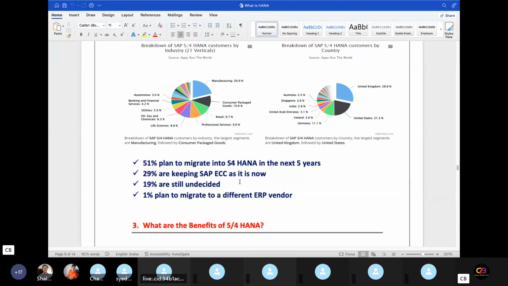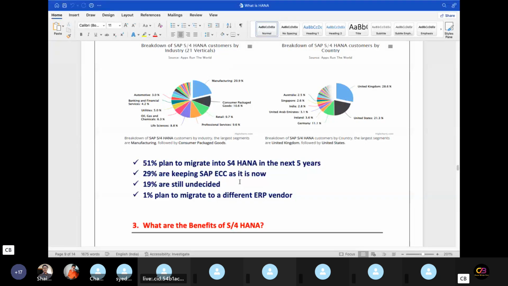So in 2015, it's there. But now it has become very famous because ECC version will be switched off after 2026-27. So why SAP S4HANA? So 51% plan to migrate to S4HANA in next 5 years. So 51% companies plan to migrate into S4HANA in next 5 years.